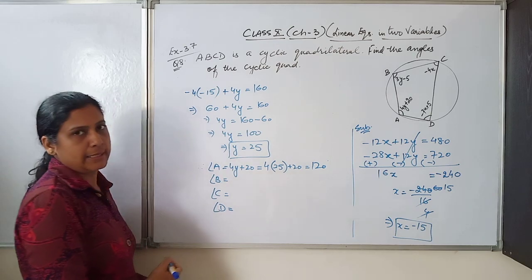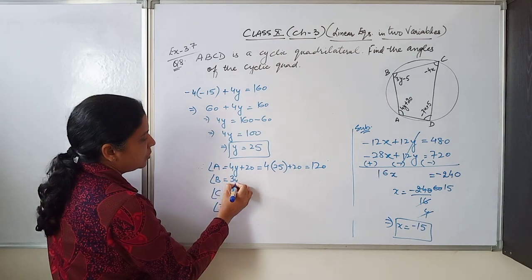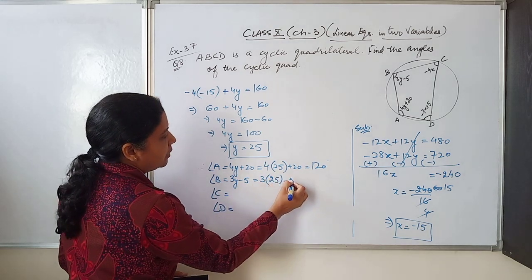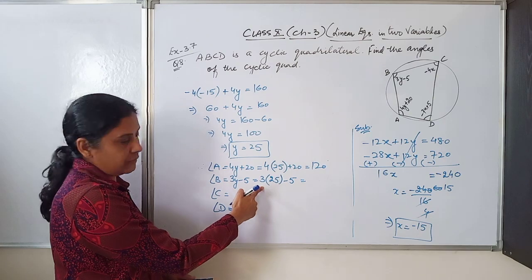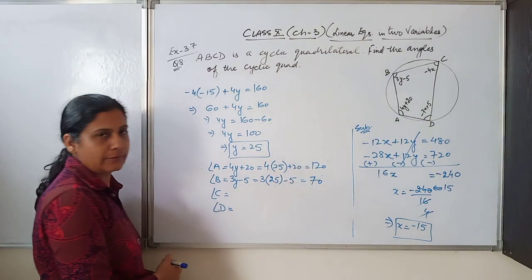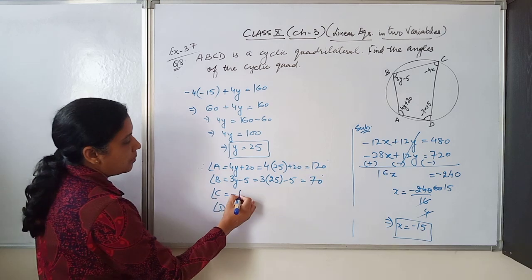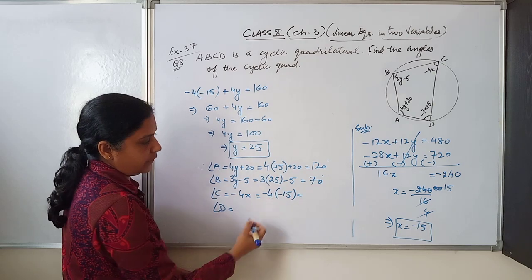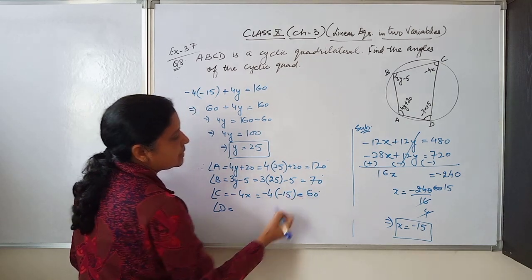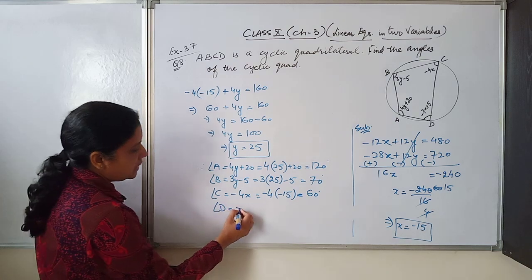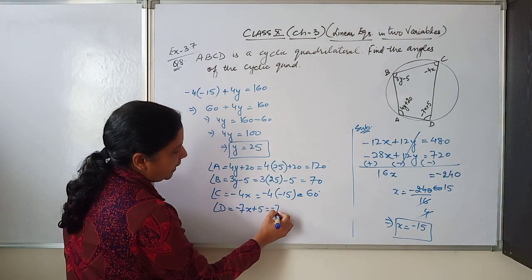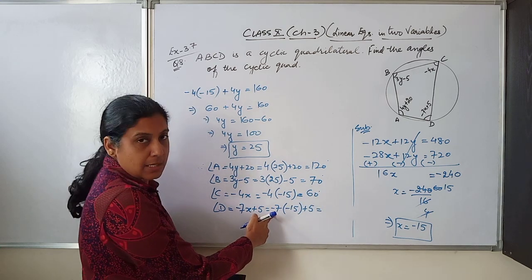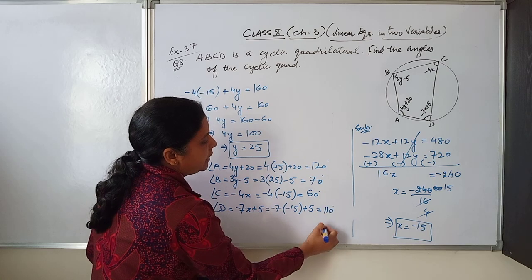This is 120 degrees. Angle B, 3y minus 5. 3 into 25 minus 5. 25 3s are 75 minus 5, 70 degrees. Angle C, minus 4x. Minus 4 into x, which is to be replaced by minus 15. Negative, negative, positive, and it is 60 degrees. And the last, angle D, minus 7x plus 5. I'm going to replace x by minus 15. 15 7s are 105 plus 5, 110 degrees.